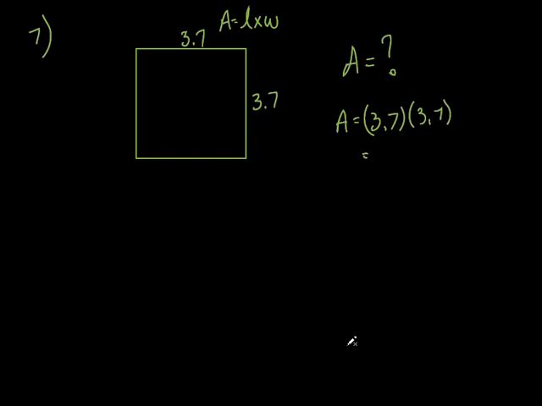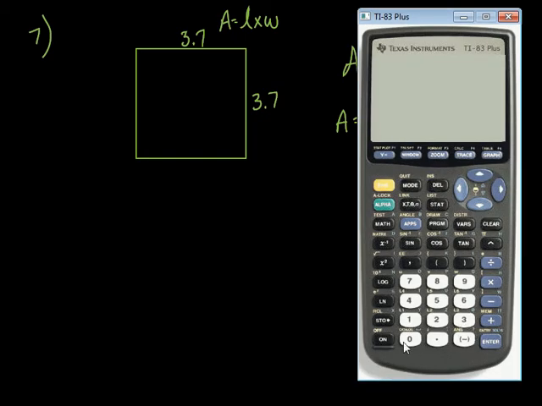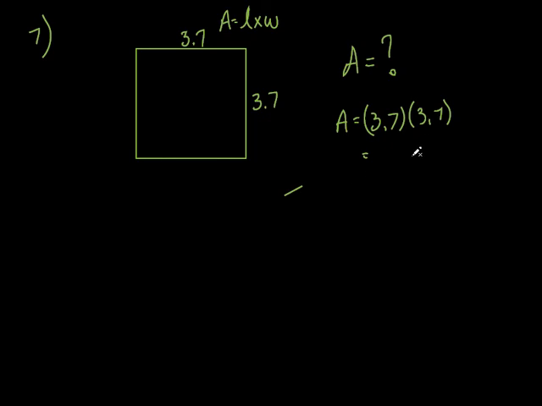And get whatever you get. Okay, let's just do it right here. 3.7 times 3.7. And there you go, 13.69. Or if you wanted to, you could have done what? 3.7 squared. That's right. It's the same thing, isn't it? Might be a little easier. Same exact answer, isn't it? Yep, 13.69.